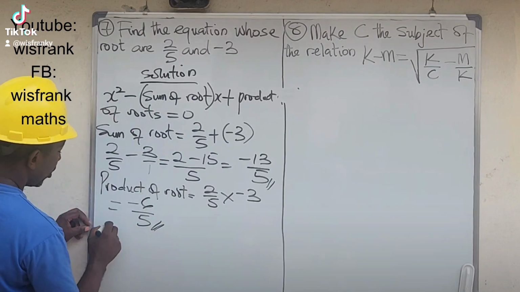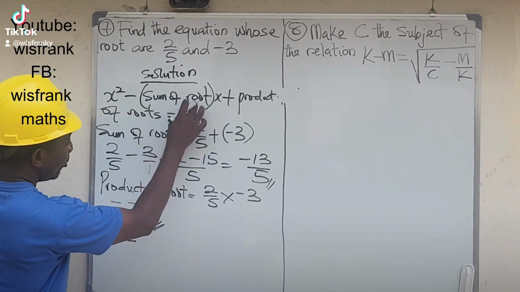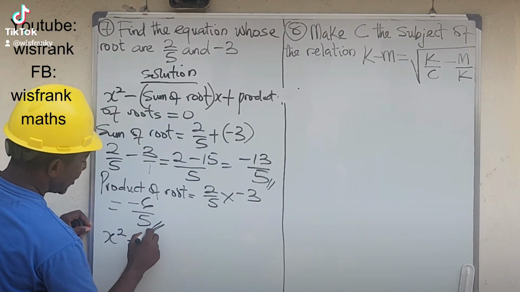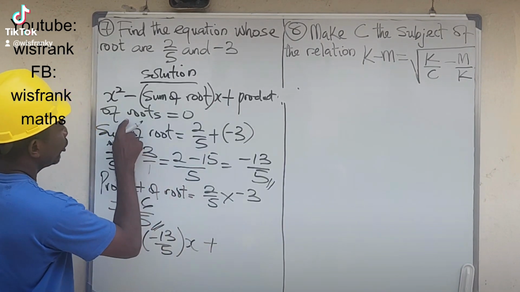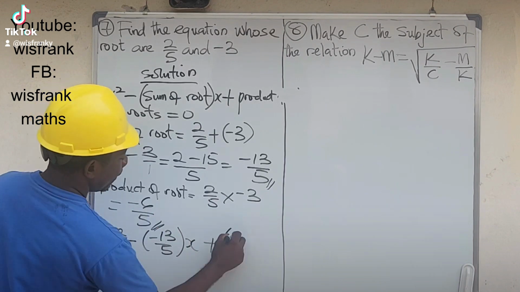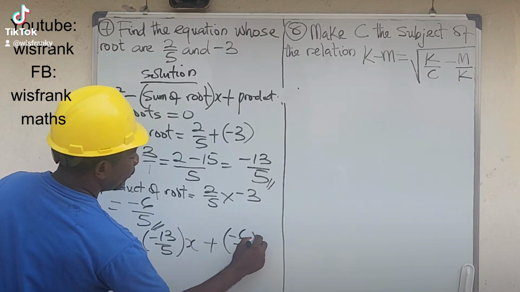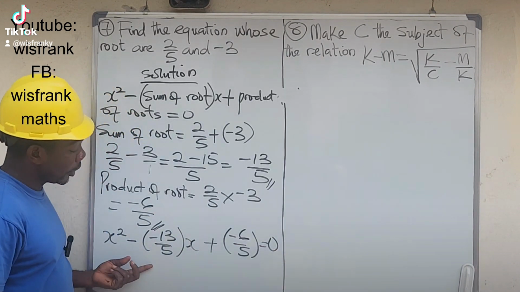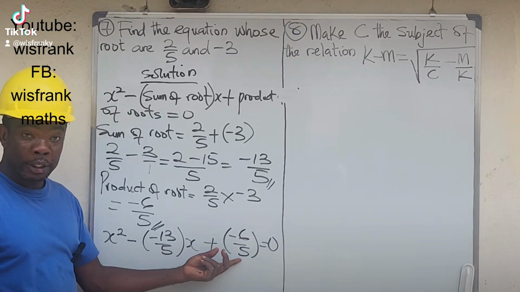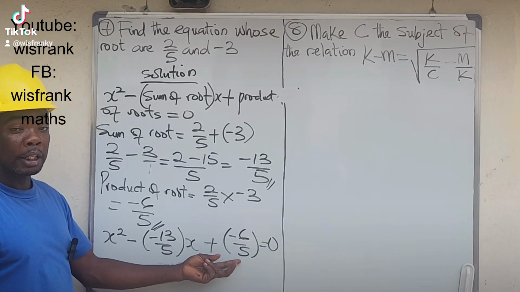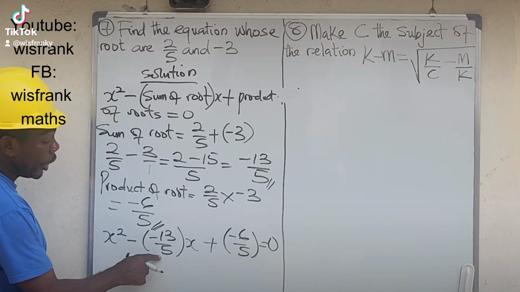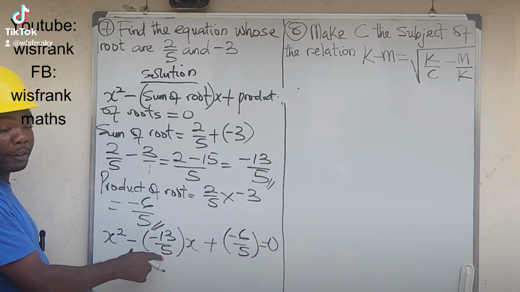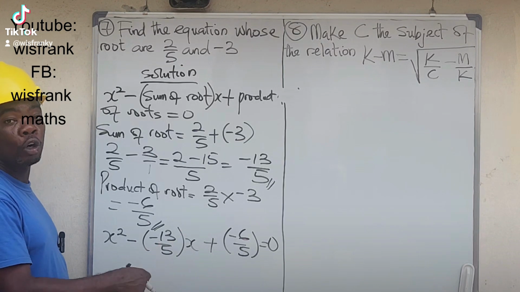So this will become x squared minus the sum of the roots, that means minus minus 13 all over 5 times x plus the product of the roots, which is minus 6 all over 5 equals 0. So this is the equation. We need to evaluate this for us to have a real quadratic equation. And here we have fractions, and the denominator of the fractions is 5. So we can multiply all through by 5.